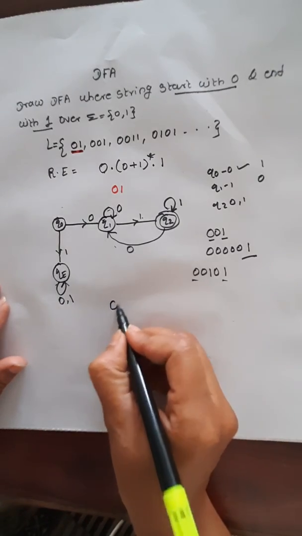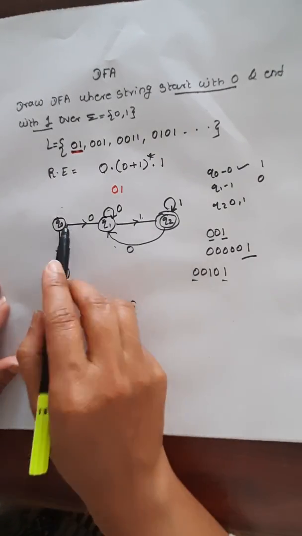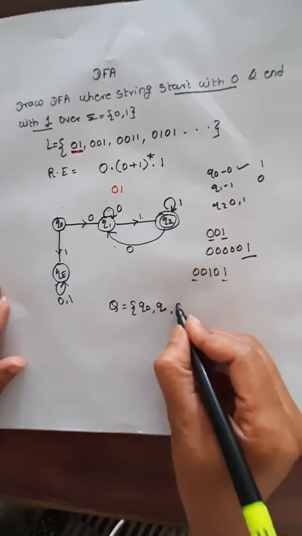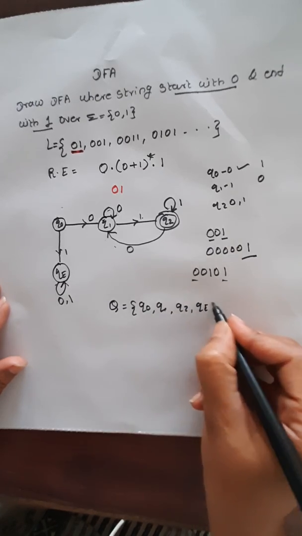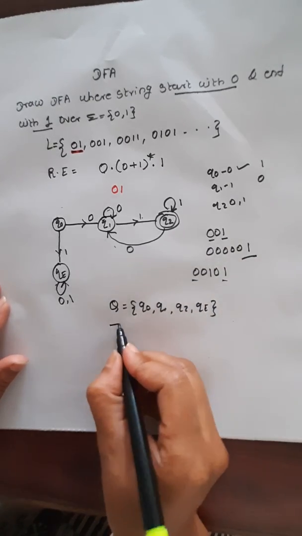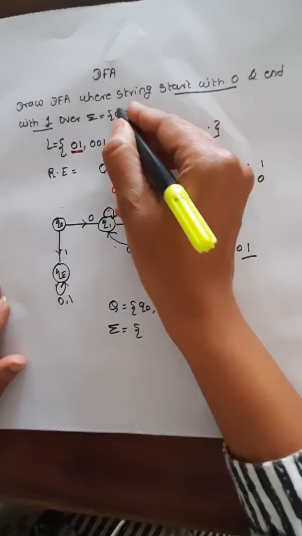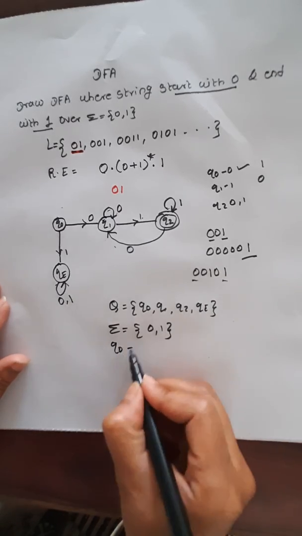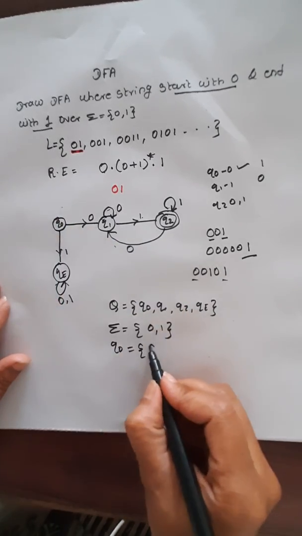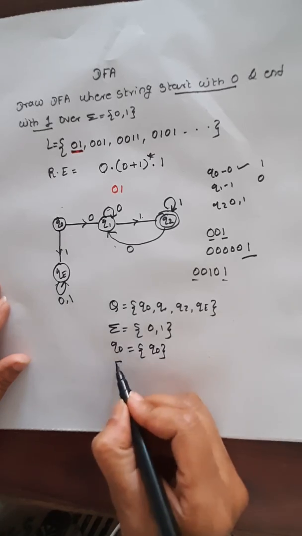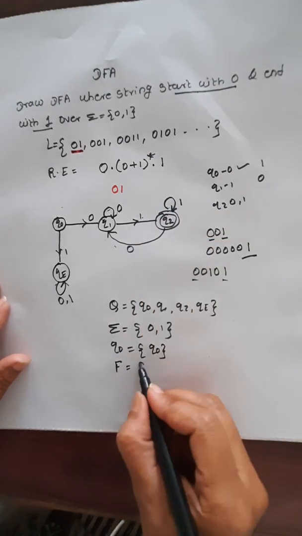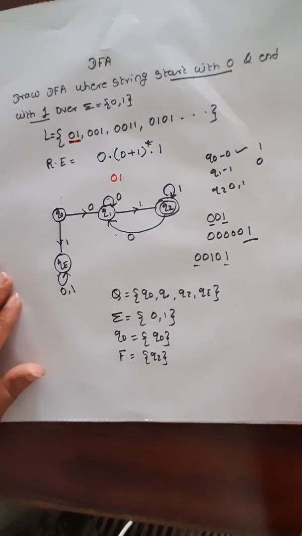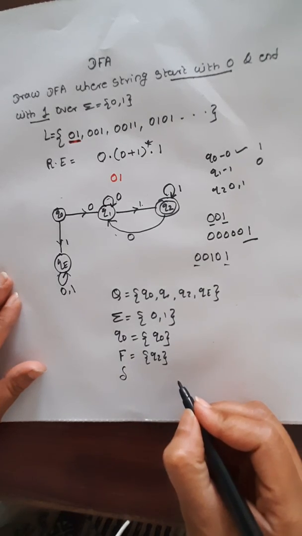So what are the 5 tuples? Q. Q is nothing but the set of states: Q0, Q1, Q2 and QE. Fine. Sigma, that is the input alphabet. What are the input alphabets? 0 and 1. Then Q0, which one is the initial state? That is the Q0. Then F is the final state, the double circle, that is the Q2. Fine. And the last one is the transition mapping.